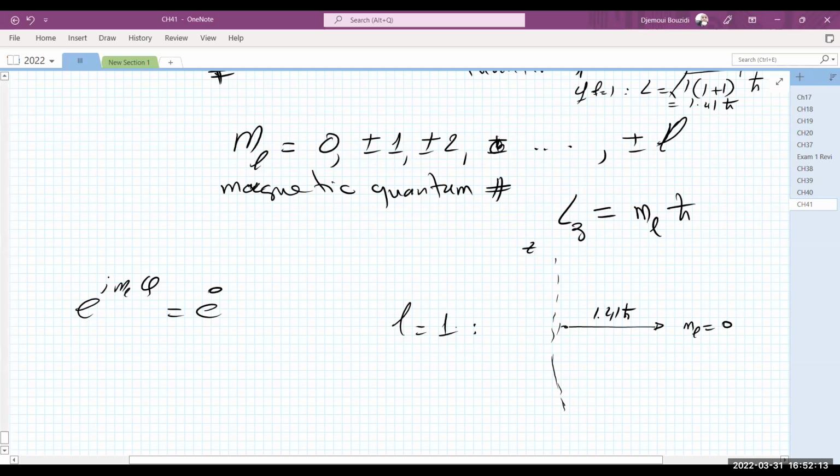But then you have two other values. So this is ML equals 0. You also have ML could be +1 or -1. So there is one in here that corresponds to this projection of the same value, 1.41 h bar, and a negative value that corresponds to ML equals -1, and this corresponds to ML equals 1. So how much is this angle? That should be 45 degrees. Why? And I will tell you why that is.